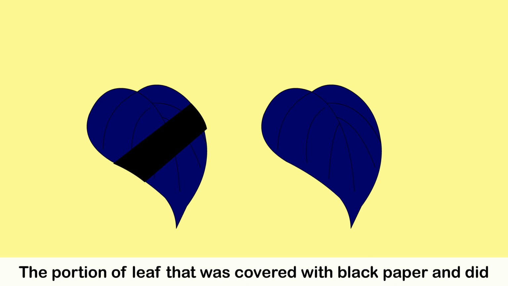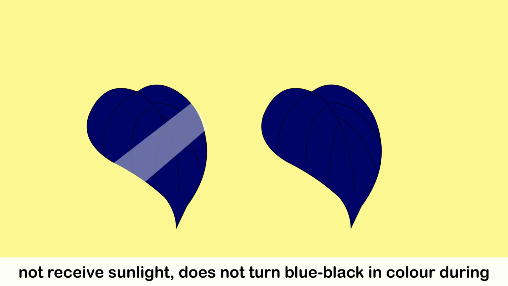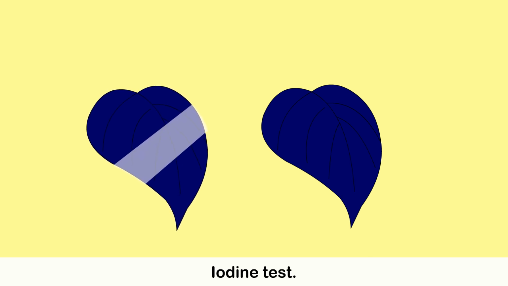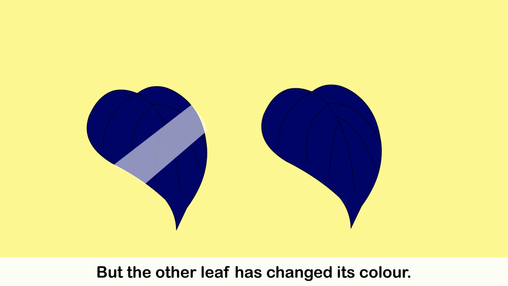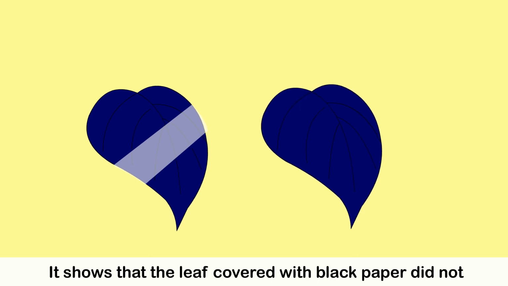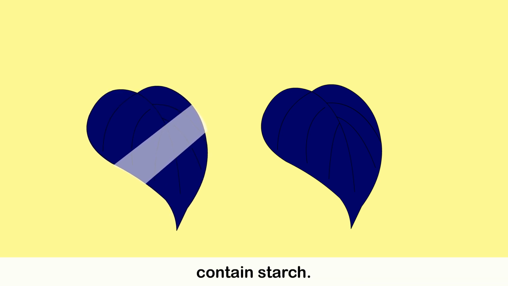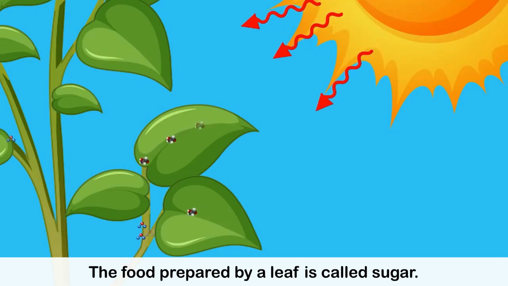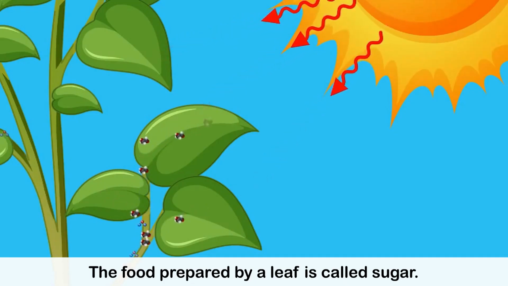The food prepared by a leaf is called sugar. This food is transported through the plant by the stem and branches. A plant uses some amount of the prepared food to carry out its life processes, while the rest of the food is stored in fruits, leaves, stem or roots in the form of starch. We consume such parts of a plant.